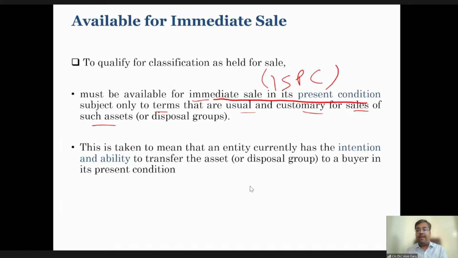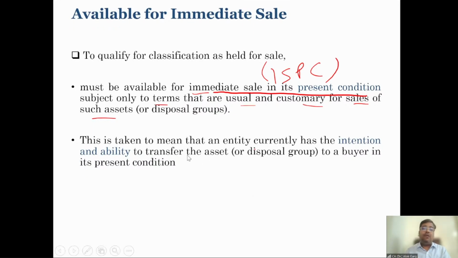Okay. So friends, what is meant by intent and ability? Intention, you all are clear, right? Like in the first case, when Kaushiki was asking for that building, my intent was not there to sell that building. Now, what about the ability?